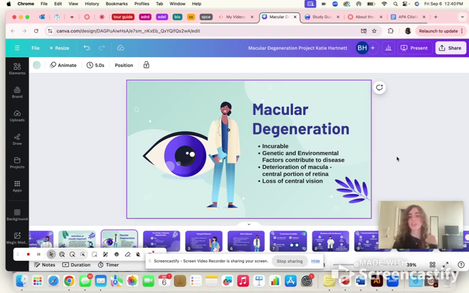This causes the deterioration of the macula, the central portion of the retina, and it can include a loss of central vision. That can mean blurry, distorted vision. It can often look like a black circle in the middle of their vision. So a lot of these students rely on their peripheral sight to see what's going on. This can also cause a loss of being able to identify colors effectively.